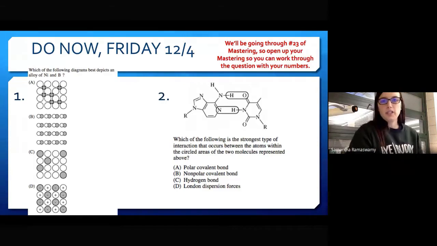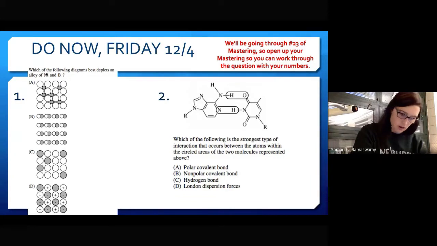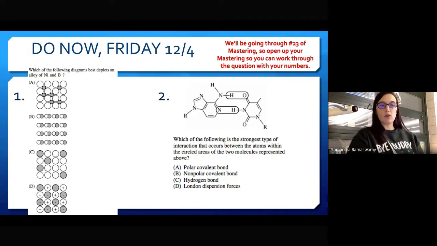Okay, so for the do now, for number one, this is a multiple choice question that is related to alloys. Which of the following diagrams best depicts an alloy of nickel and boron? When you're looking at representations of alloys, you want to compare the sizes of the two atoms you're given. If you look on the periodic table, nickel is in the fourth row, boron is in the second row. So nickel and boron differ greatly in size.